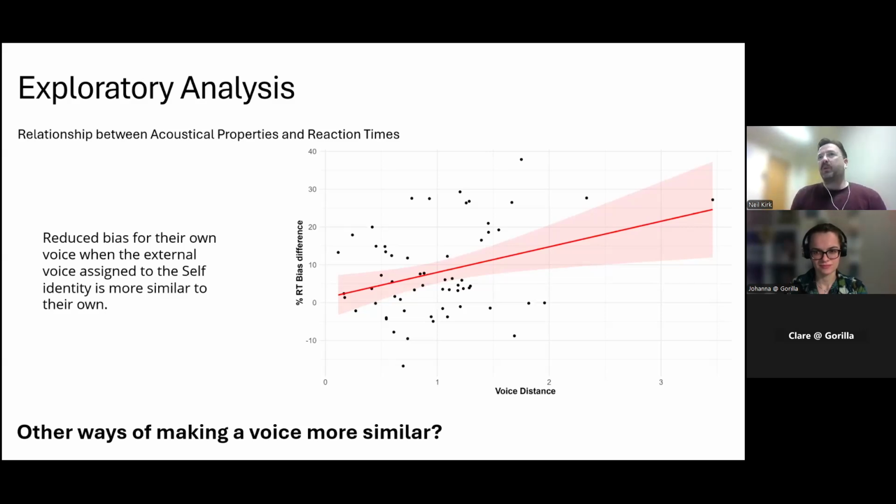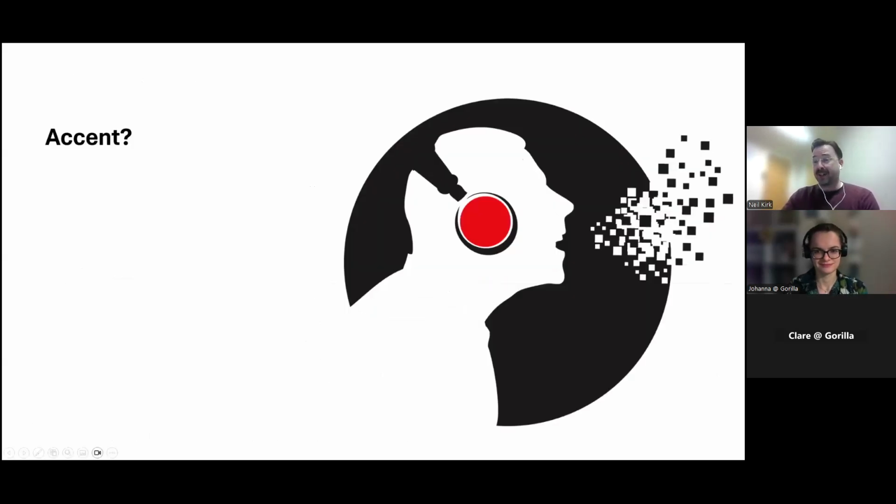So what other ways are there of making an external voice more similar to your own? Well, bringing it back to where I was interested in the first place, accent. I'm really interested in, would I prioritize a voice that had a Scottish accent more than one that had an English accent, for example?